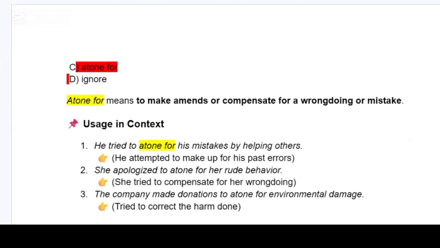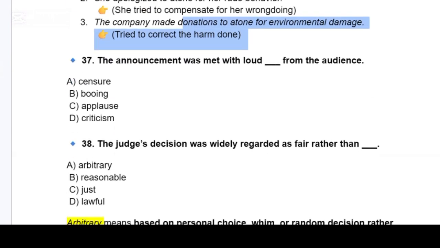Atone for means to make amends or compensate for a wrongdoing or mistake, and you can use atone for in the context like: he tried to atone for his mistakes by helping others, means he attempted to make up for his past errors. It means he is compensating. She apologized to atone for her rude behavior. The company made donations to atone for environmental damage. So you can use it in the context.